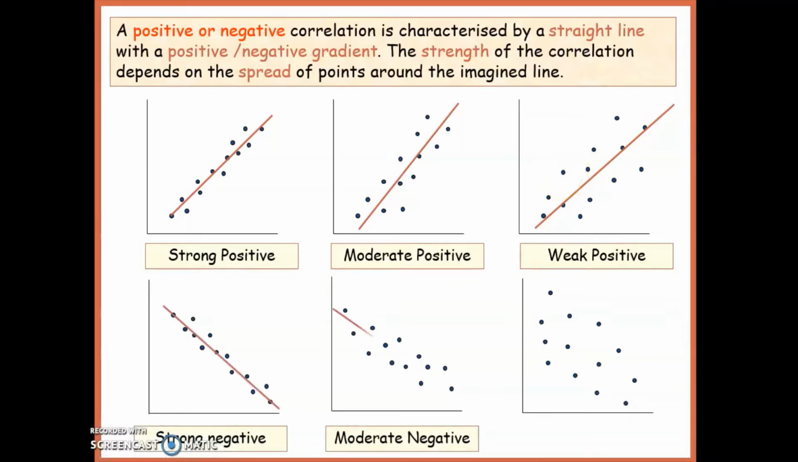This also is true for negative correlations. We have a strong negative where the scatter points are very close to the line of best fit, very close together. There's not much spread in the scatter points. For moderate negative, the trend is still going downhill, but the spread is a little bit further away from the line of best fit. And for a weak negative, the trend is still visible, but the scatter points are just further away once again.